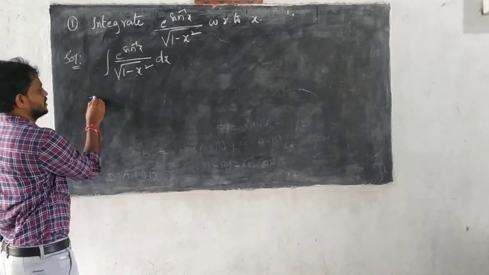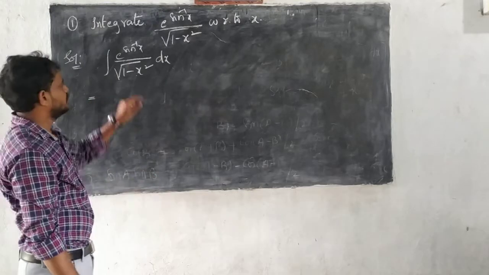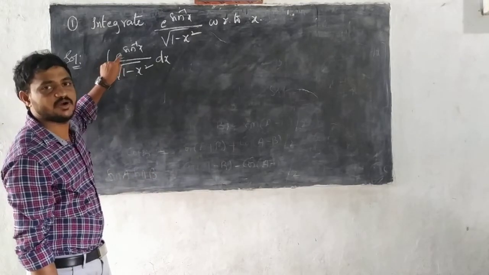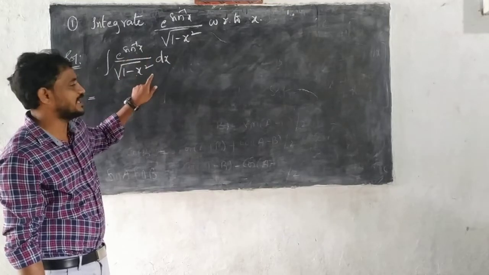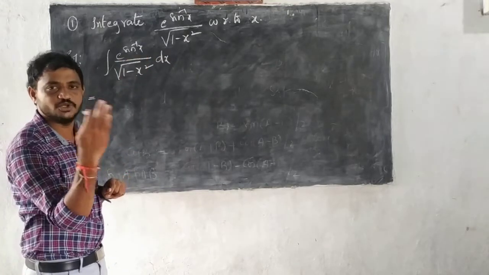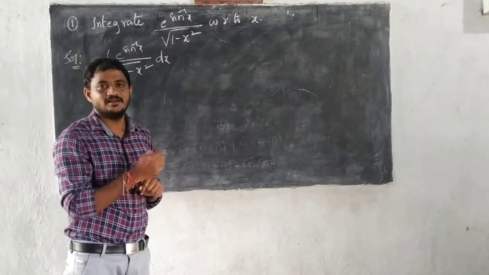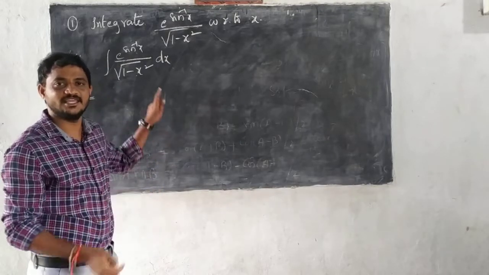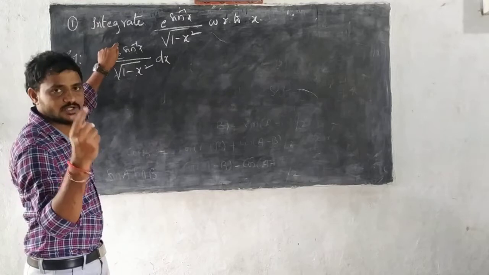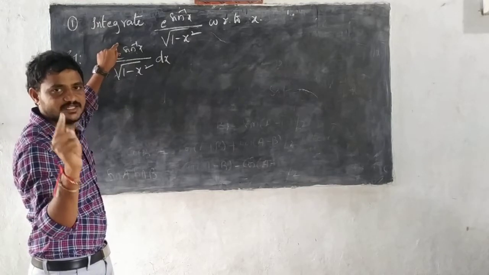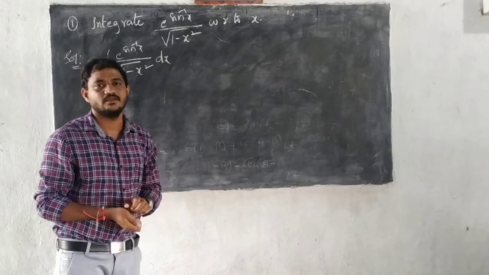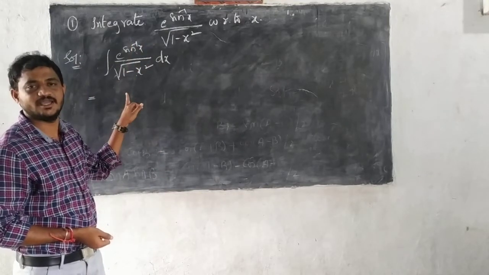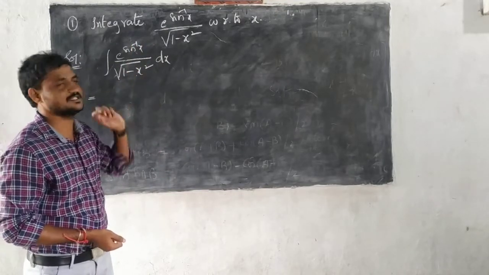Observe the function here. Observe the numerator: e to the power of sin inverse of x. Denominator: square root of 1 minus x square. If you observe both numerator and denominator clearly, in the given function itself, we have two functions. One is a function and its derivative is there. But which is the function, which is the derivative? Sin inverse of x by square root of 1 minus x square.